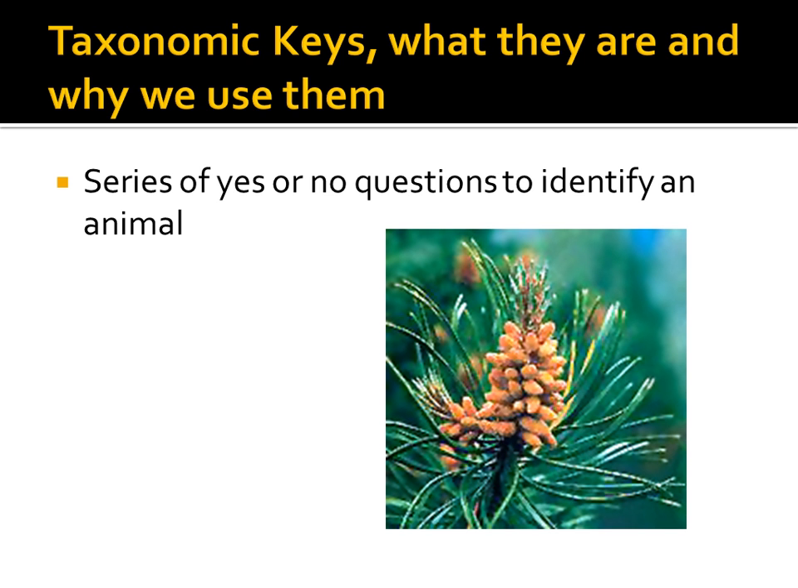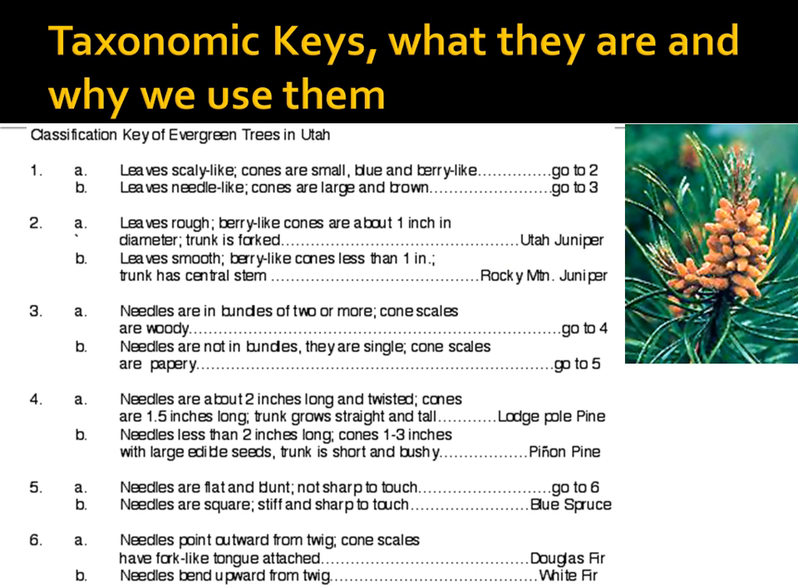You can see here I have a picture of some kind of evergreen tree from Utah that we're going to try to identify. We'll go through this first and take a look at it. We can see that we have two choices here: leaves are scaly-like or leaves are needle-like. What we can notice is that the leaves in this case are needle-like. Then we can make an observation. It says go to number 3.